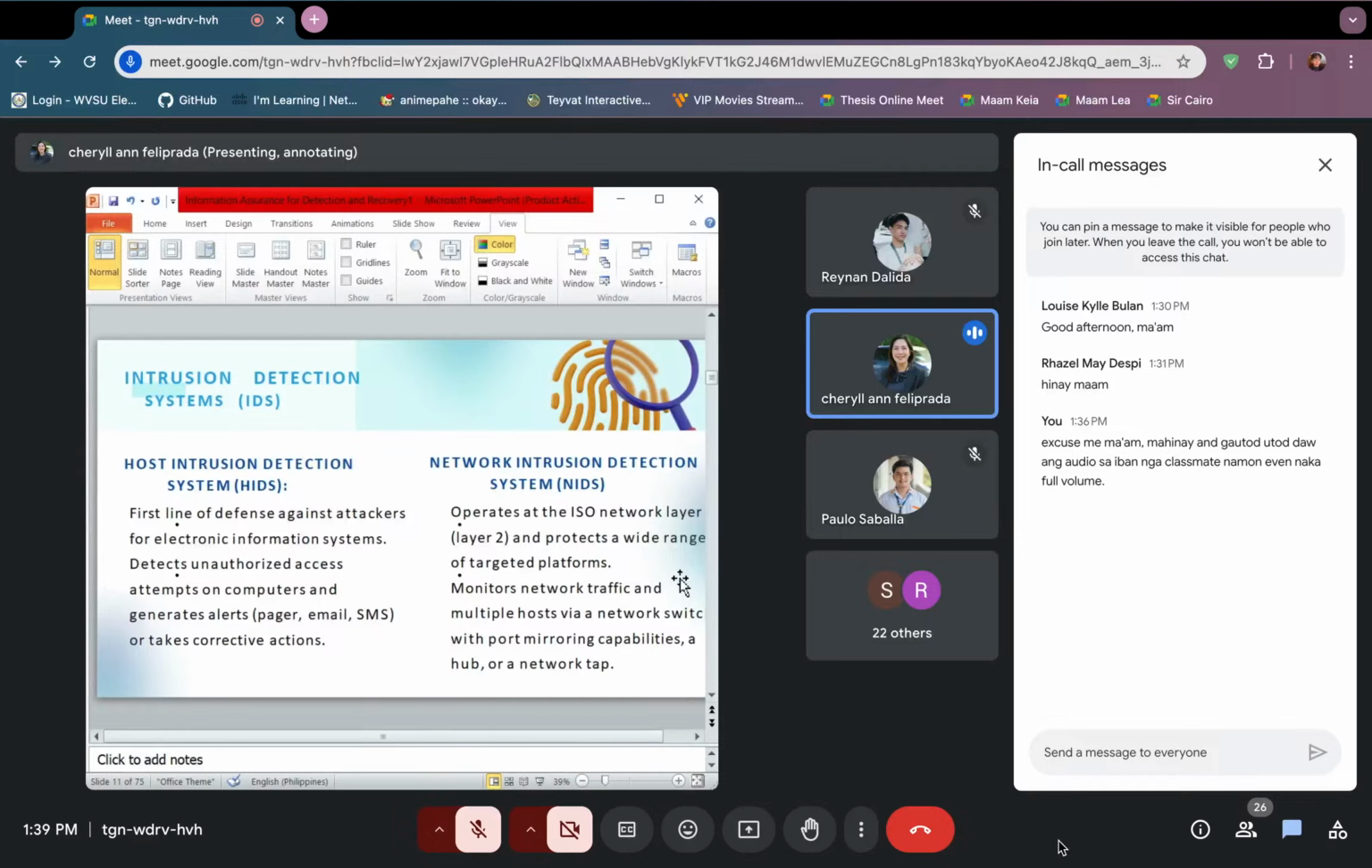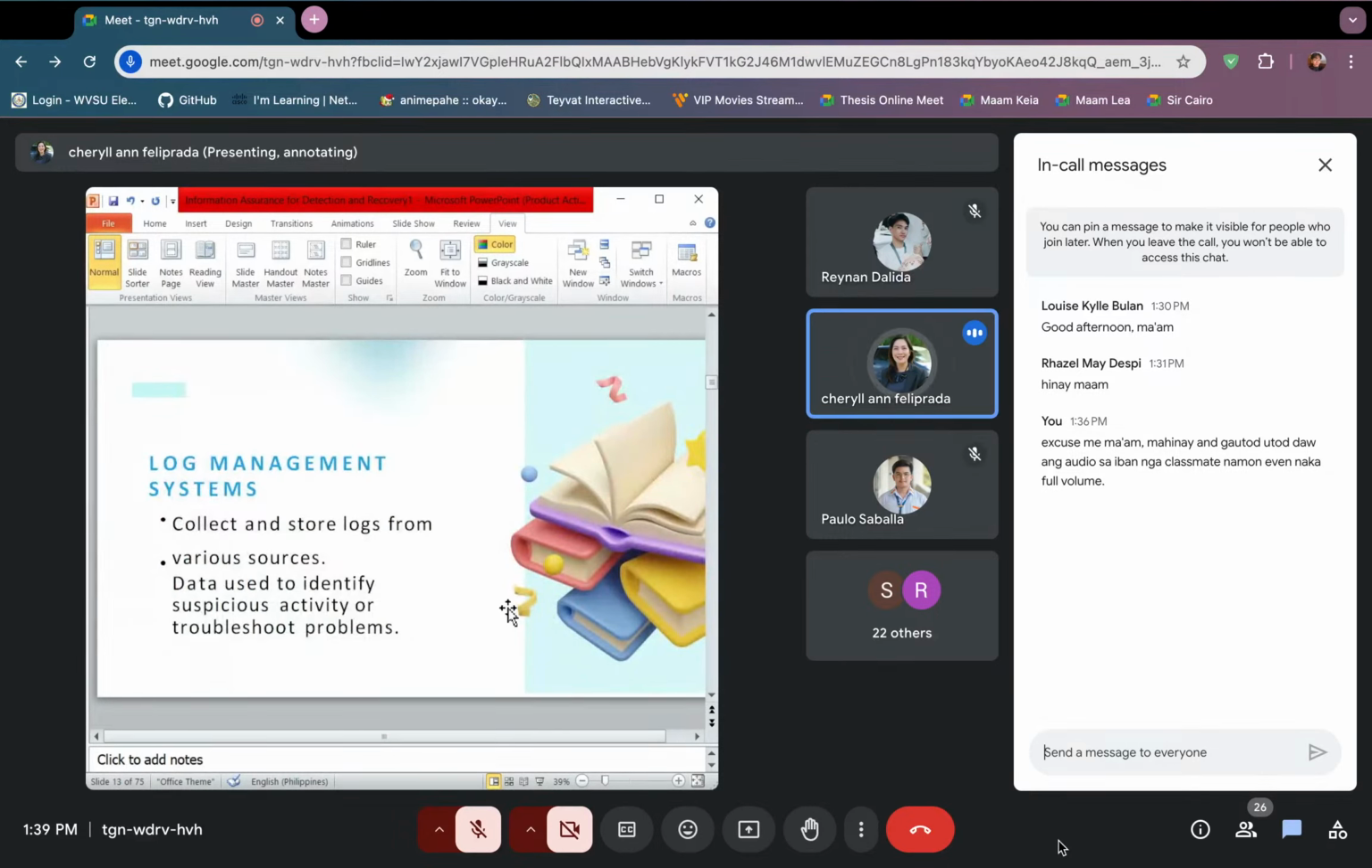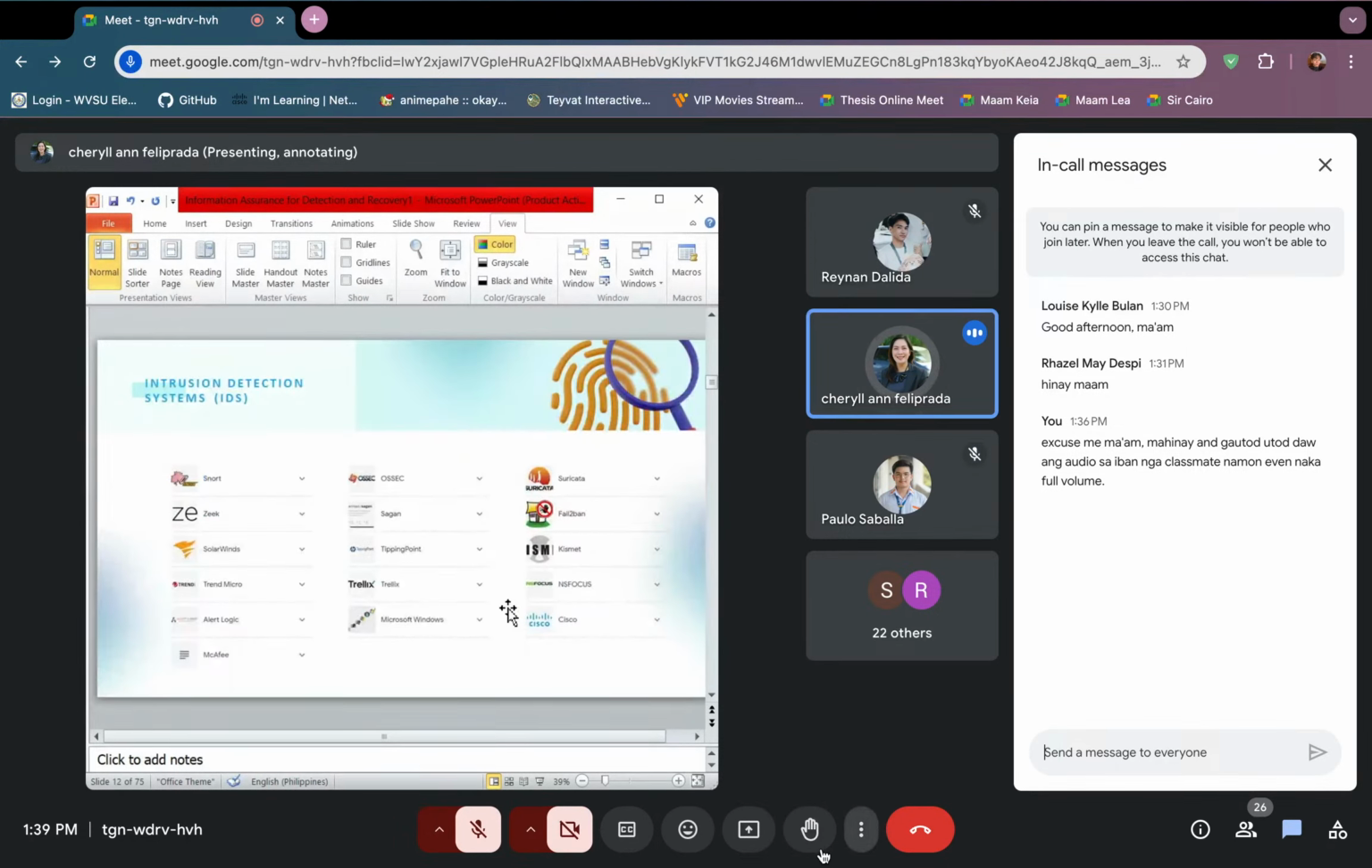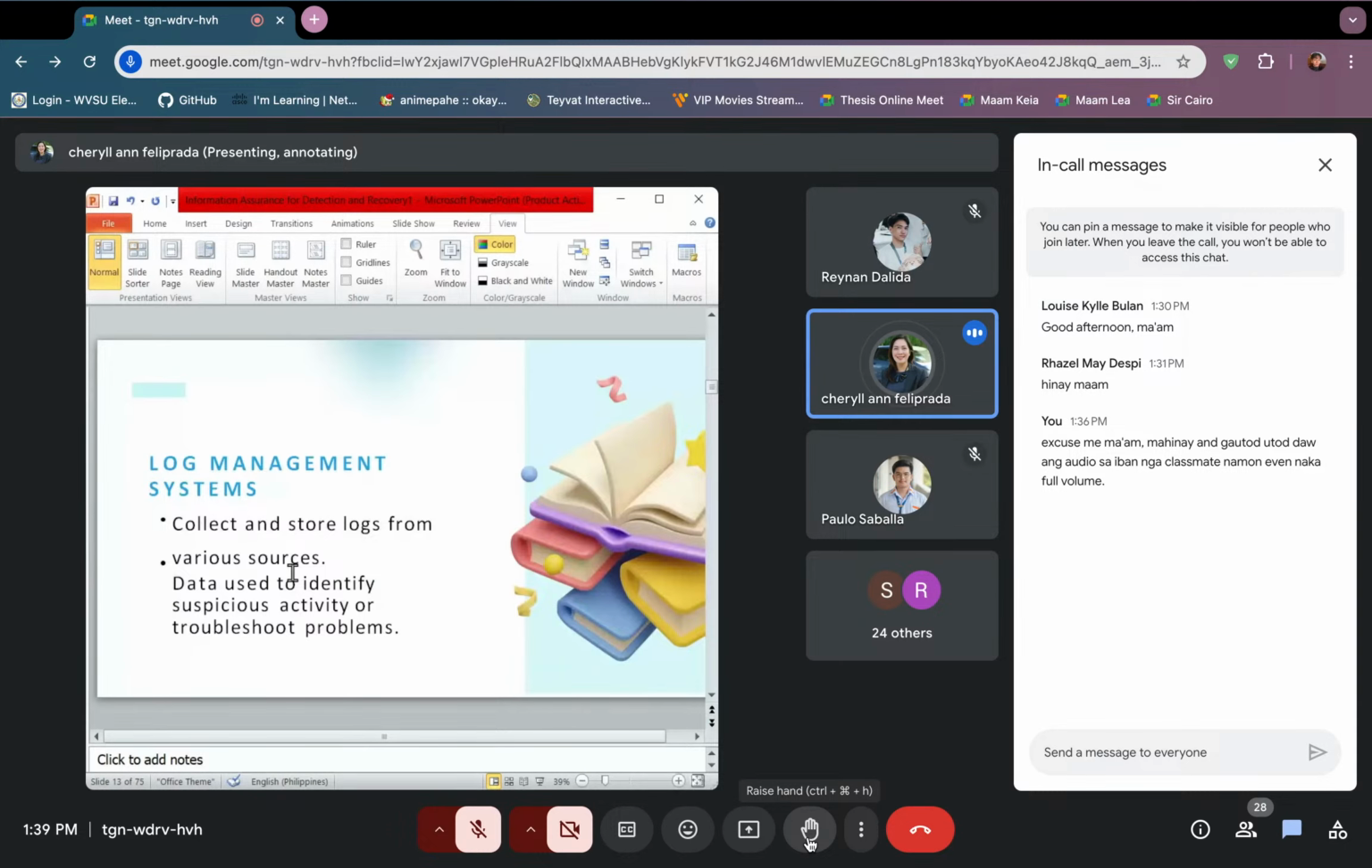Right? Next one. Now, these are the examples of the IDS or the intrusion detection system. Snort, all of these here have their function as the IDS. Okay, so next is another tool.